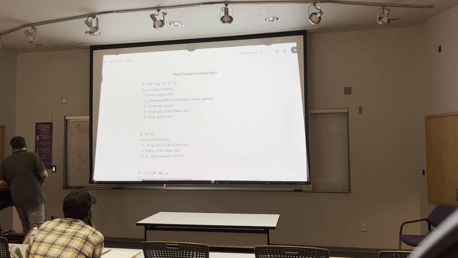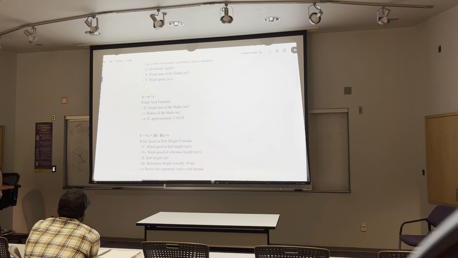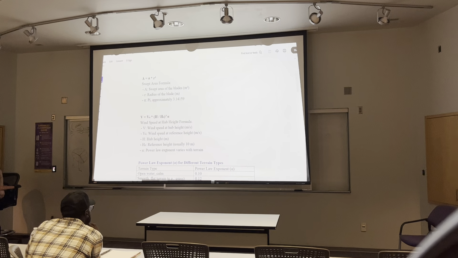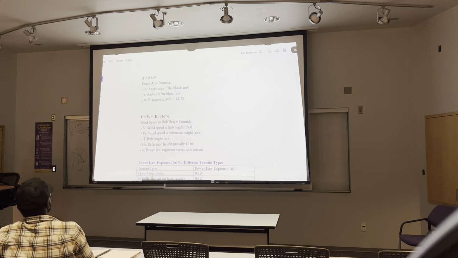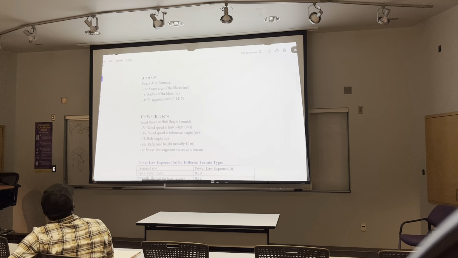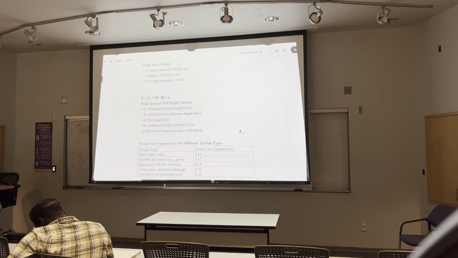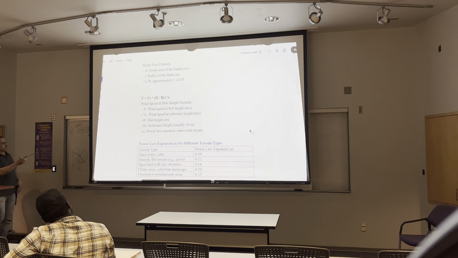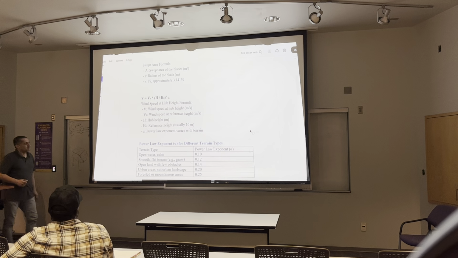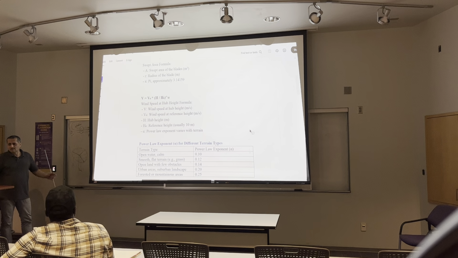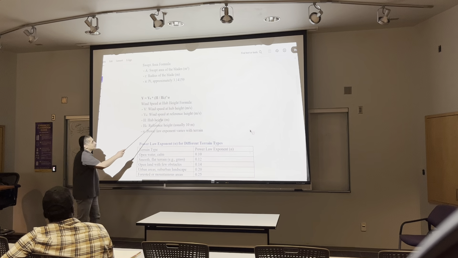Now, V equals V naught times (H divided by H naught) to the power alpha. This one: the speed at hub height depends on V. V is the wind speed at hub height, meter per second. V naught is the wind speed at reference height.